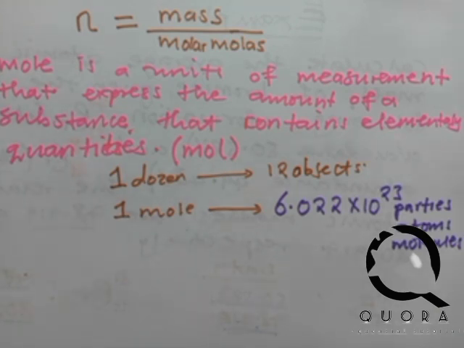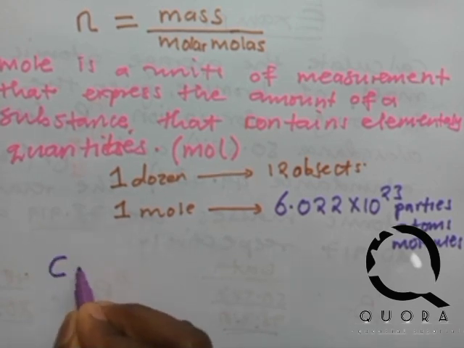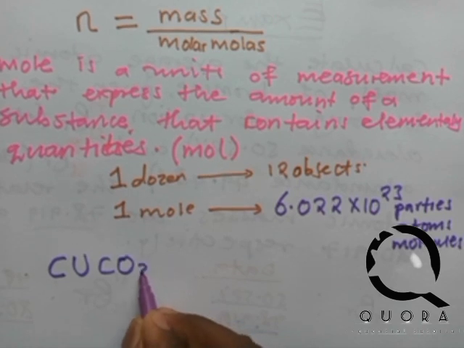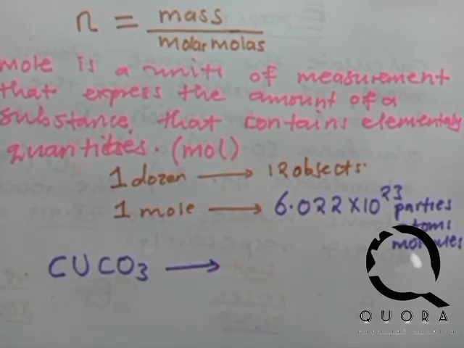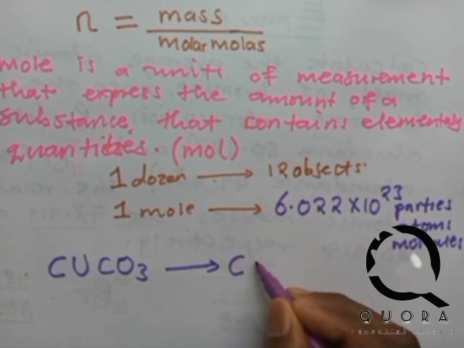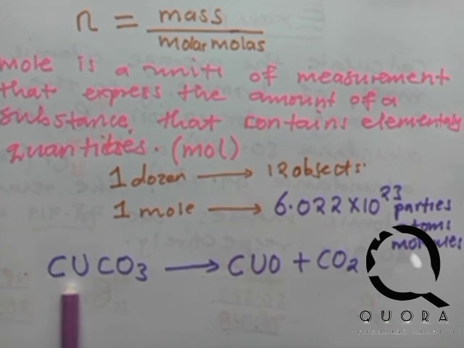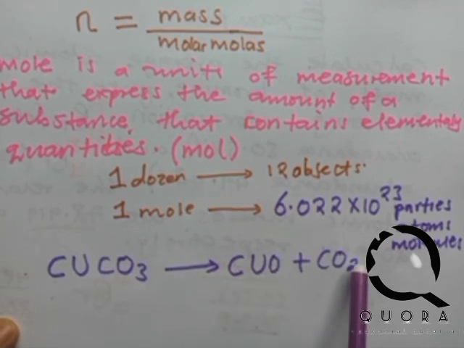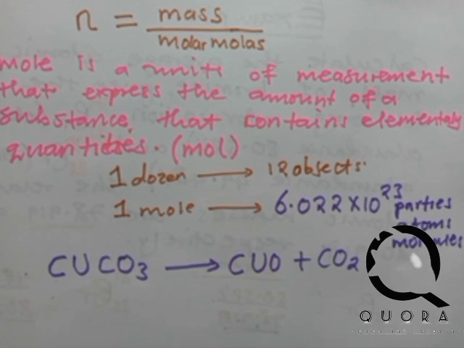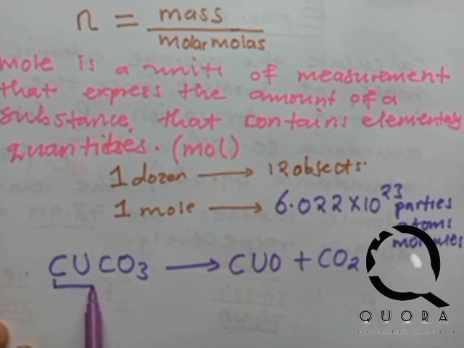What if it has come in the form of an equation? How do you express it? A good example is this. If you are given an equation where copper carbonate is decomposed, it is going to produce copper oxide plus carbon dioxide. If we check this reaction, we have 1 copper, 1 carbon, and 1 plus 2 oxygen, meaning the equation is already balanced. So we have 1 mole for this, 1 mole for that, and 1 mole for this.